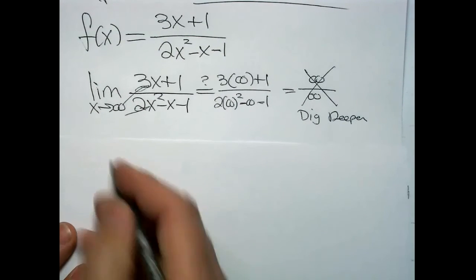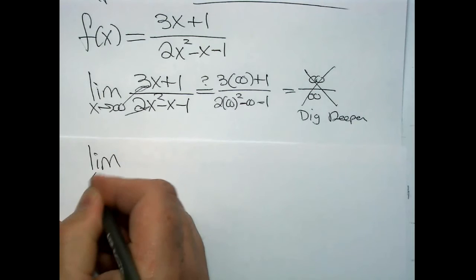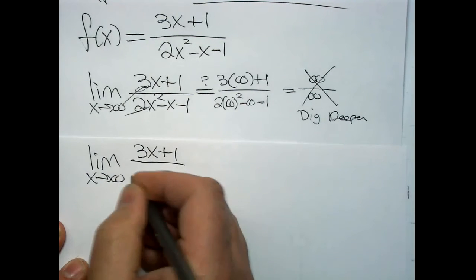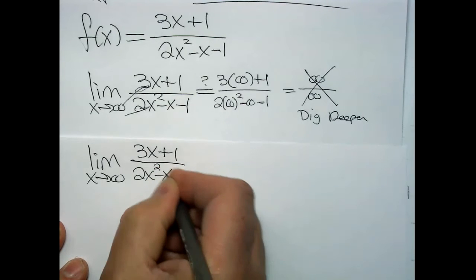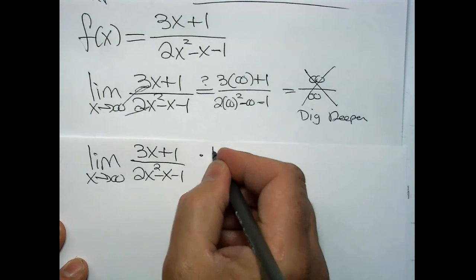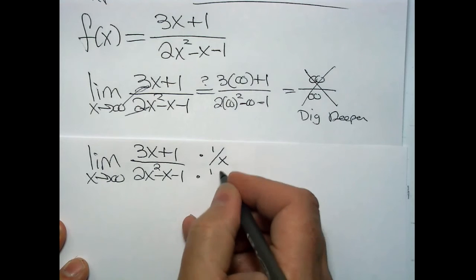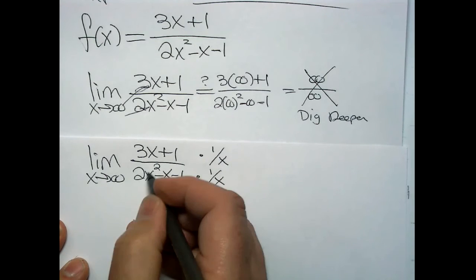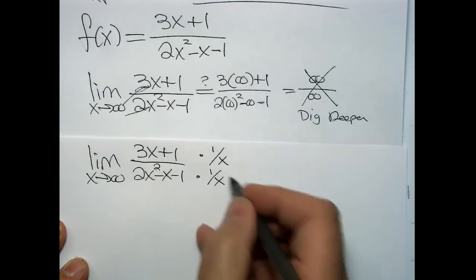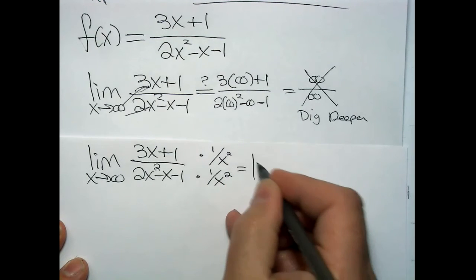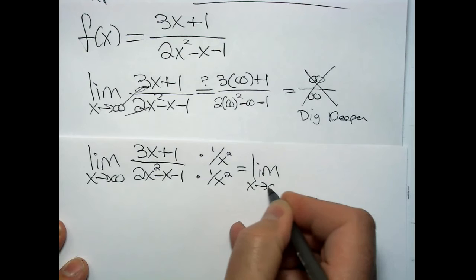So let's use the guidelines I showed you earlier, and that is that we do the limit as x approaches infinity, same function, but multiply by 1 over the highest power of x. 1 over the highest power of x. Oh, in the denominator, that would be x squared. So we get a new function that we can run our limit on, and let's see what that is.